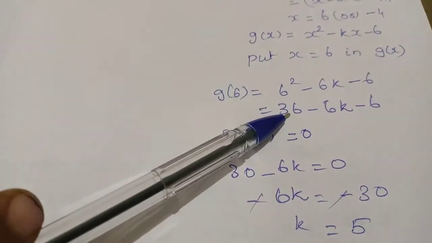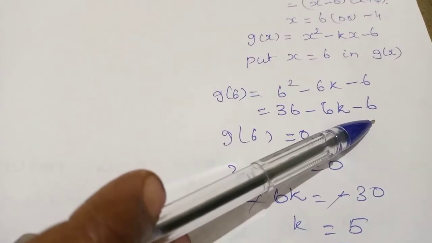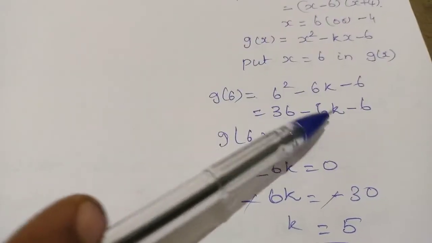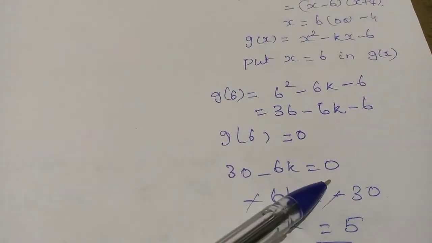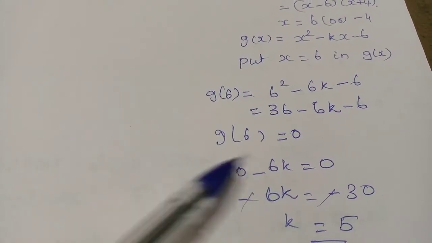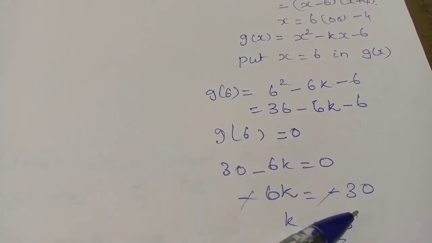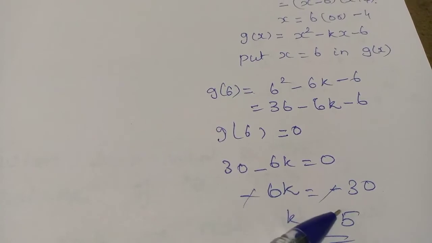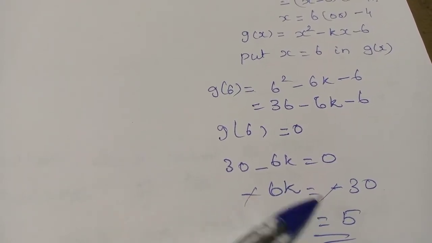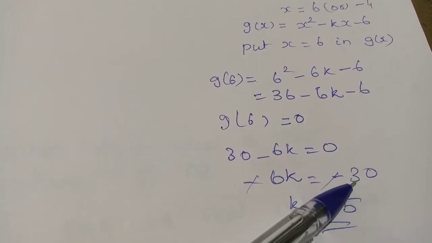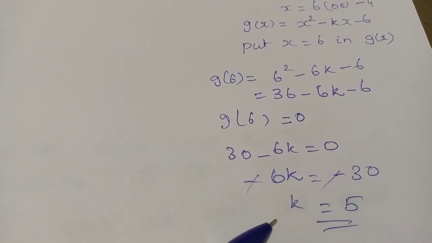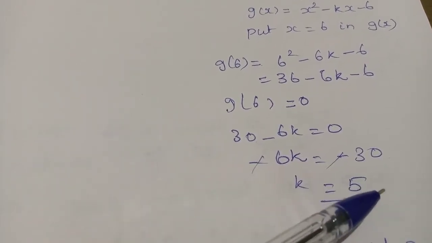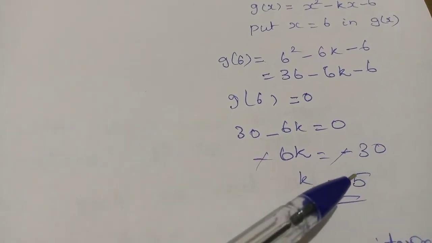So g of 6 equal to 0: 6 square is 36, minus 6k, minus 6. So 36 minus 6 is 30, minus 6k equals 0. To find the k value, bring this constant term to that side, so 30 becomes minus 30. We have minus 6k equal to minus 30. Since both sides have a minus, we can cancel it. Remaining we have 6k equal to 30, so k equals 30 by 6. Cancelling using the 6 table, 5 sixes are 30. So k is equal to 5. Understood, students? Next question.